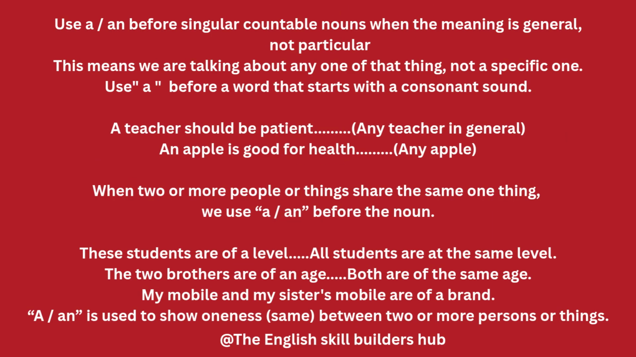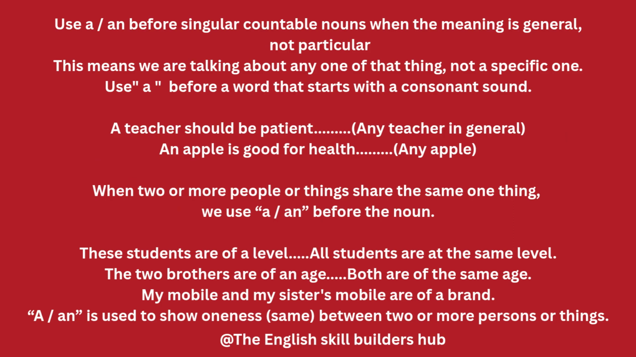Use a or an before singular countable nouns when the meaning is general, not particular. This means we are talking about any one of that thing, not a specific one. Use a before a word that starts with a consonant sound. Example, a teacher should be patient. Here teacher starts with a consonant letter T and also a consonant sound. That is the reason we use a. And it is also saying in a general sense that all teachers should be patient, not a particular teacher.